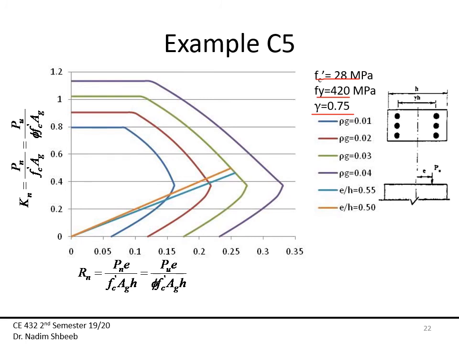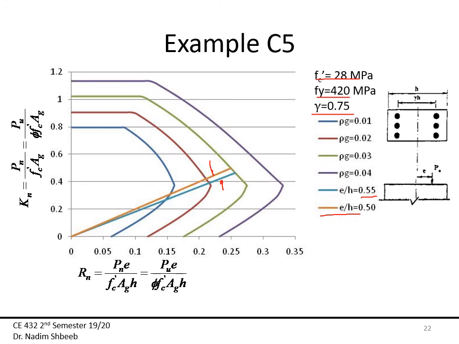Okay? So now, if you go to that diagram, you will have the values of E over H plotted. So you will have a value of E over H equal to 0.55 and a value of E over H equal to 0.5, which are these two right here. So this is provided to you. Okay? Now we have this dimensionless interaction diagram for the specified gamma that I need with different reinforcement ratios. And these are the E over H lines that are drawn on that dimensionless interaction diagram.